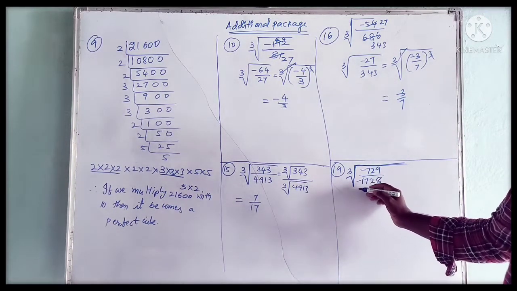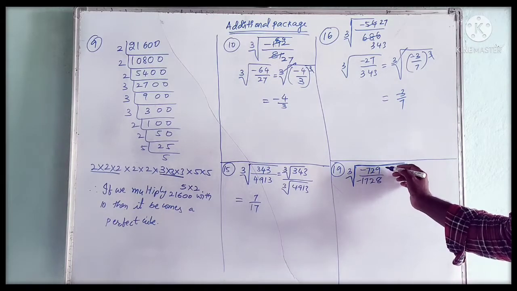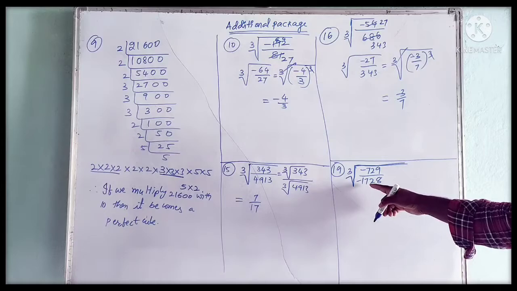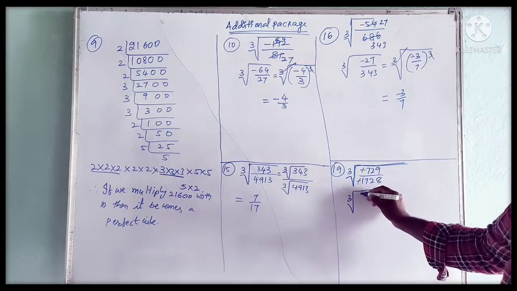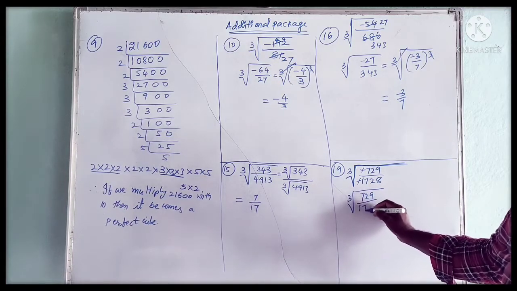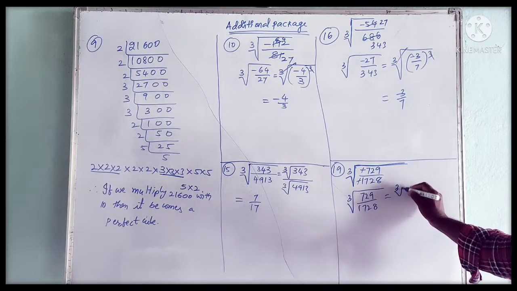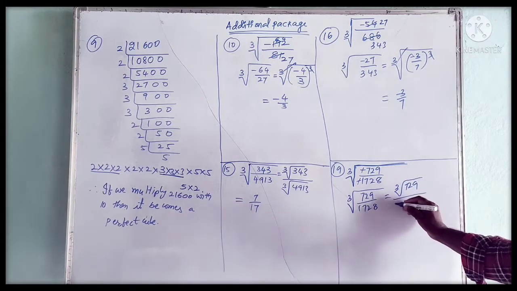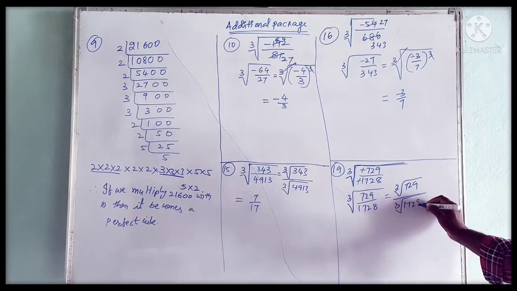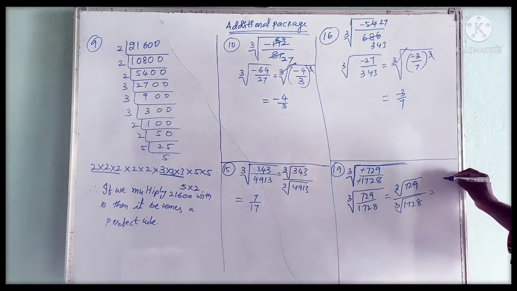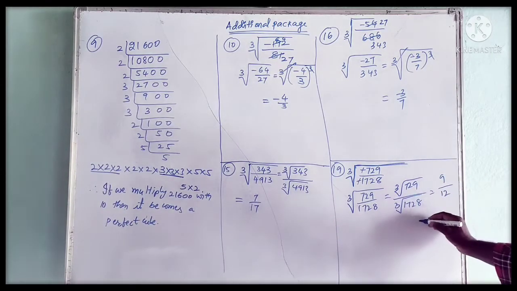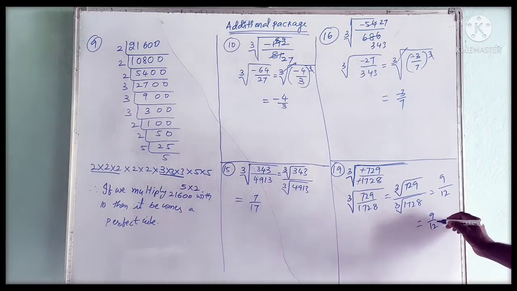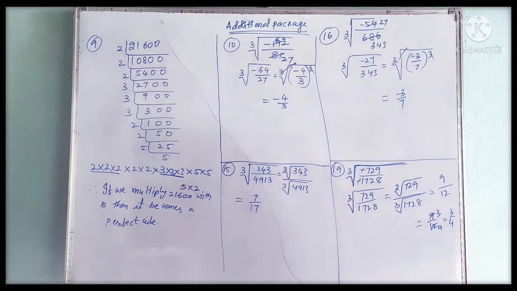Similarly, here in the numerator we have minus, in the denominator also minus. Cube root of -729/-1728. The minus cancels. This becomes cube root of 729/1728. So cube root of 729 is 9 and cube root of 1728 is 12. So 9/12. See, is there any cancellation for numerator and denominator? Yes. 3 3s are 9, 3 4s are 12. So which is equal to 3/4, the correct answer for that.